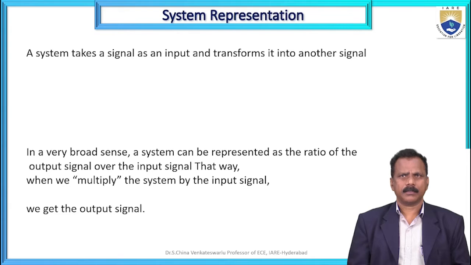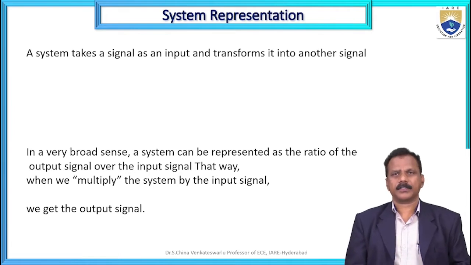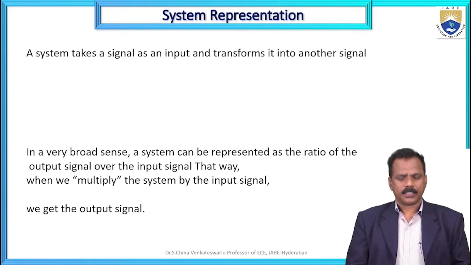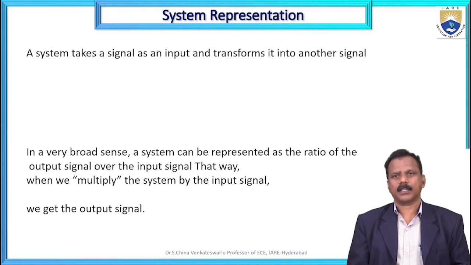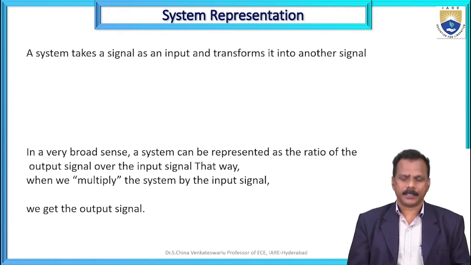Like this, we represent the different systems. A system takes a signal as an input and transforms it into another signal. In a very broad sense, a system can be represented as the ratio of the output signal to the input signal. So when we multiply the system by the input signal, we expect to get the output response, the output signal.